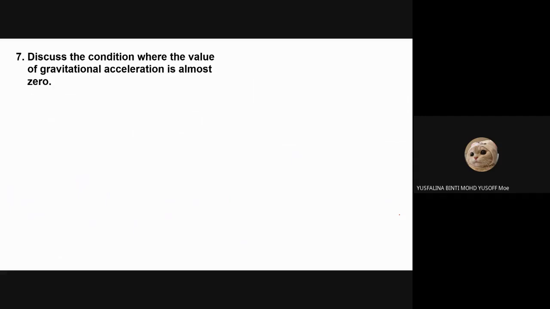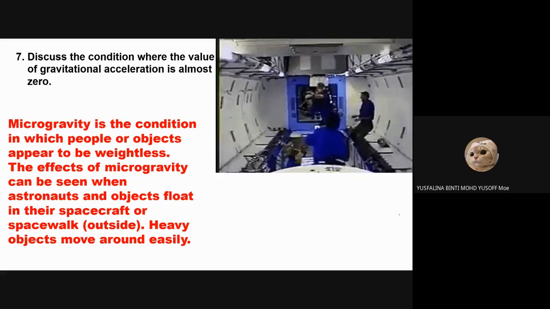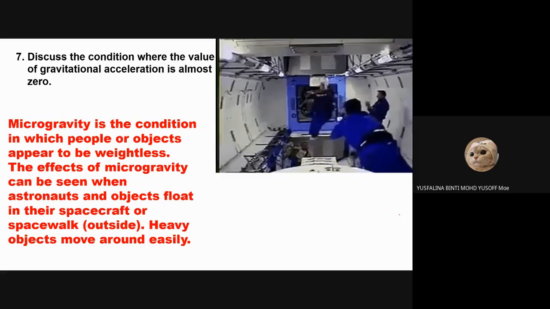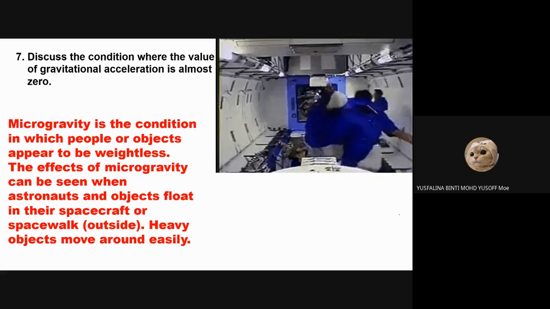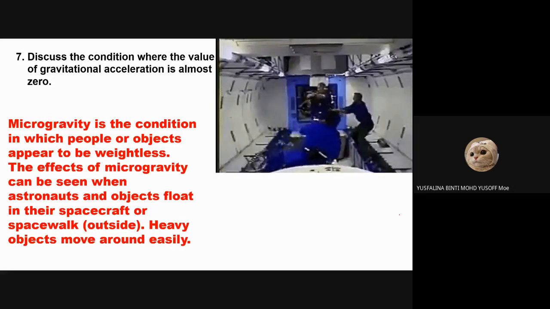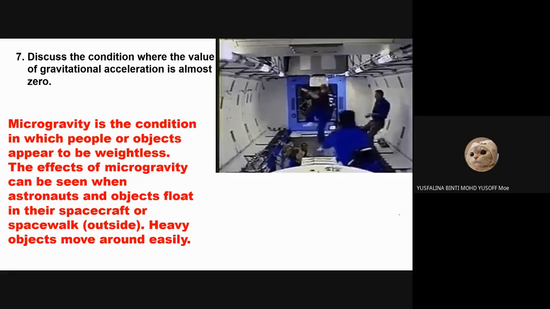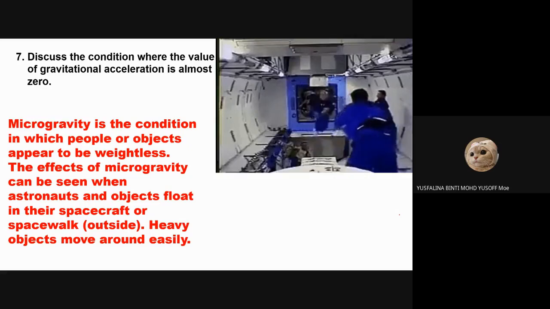Okay, so discuss the condition where the value of the gravitational acceleration is almost zero. So this one I told you just now about microgravity, right? It's the condition where people or objects appear to be weightless. The effect of microgravity can be seen from astronauts and objects floating in their spacecraft or during a spacewalk. So heavy objects move around easily. You can see in the video, right? They are floating. So this is the condition that we call microgravity.